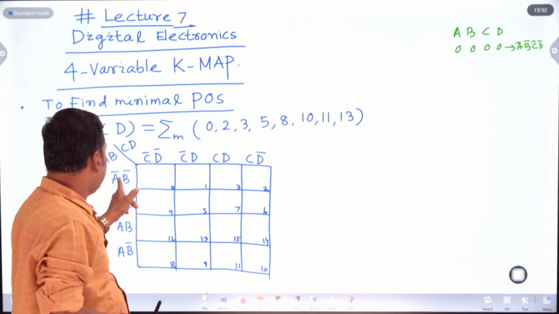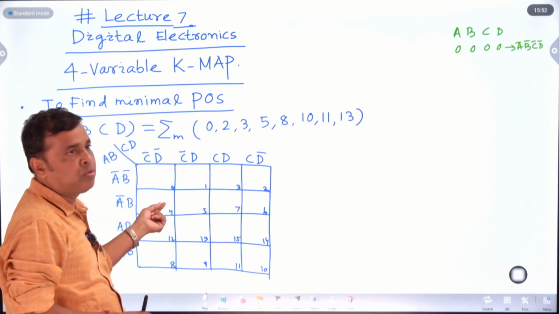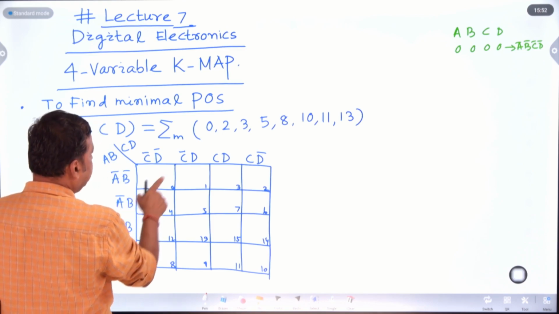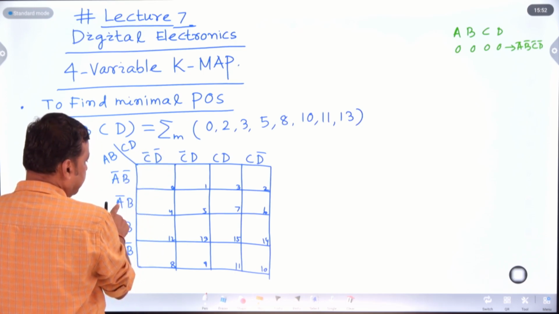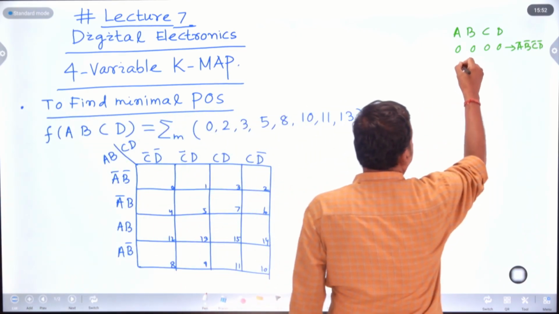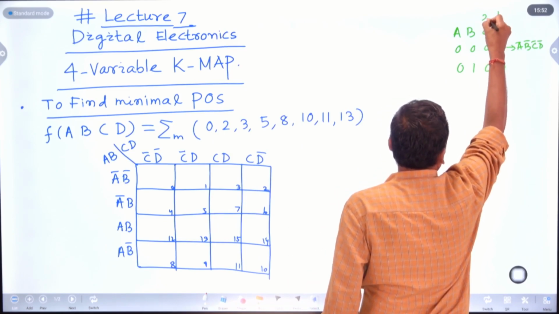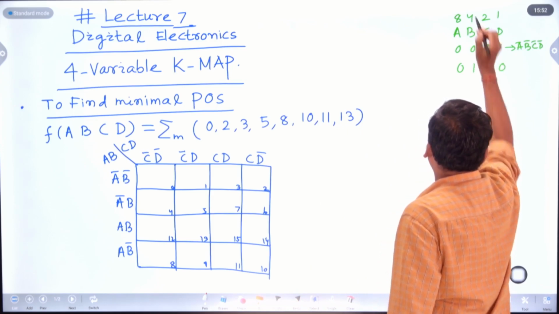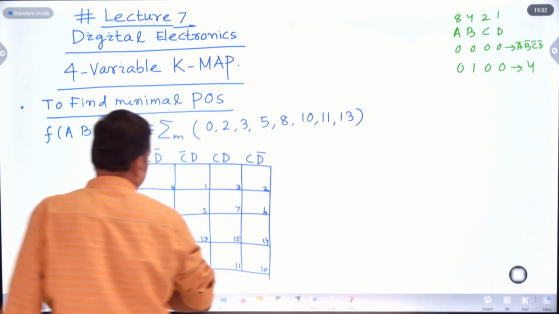Similarly, there are 16 squares, and each square corresponds to a decimal value. If I say A bar, B, C bar, D bar, that is 0, 1, 0, 0. The weights are 8, 4, 2, 1. Since B is 1, which means 4, the decimal value here is 4.